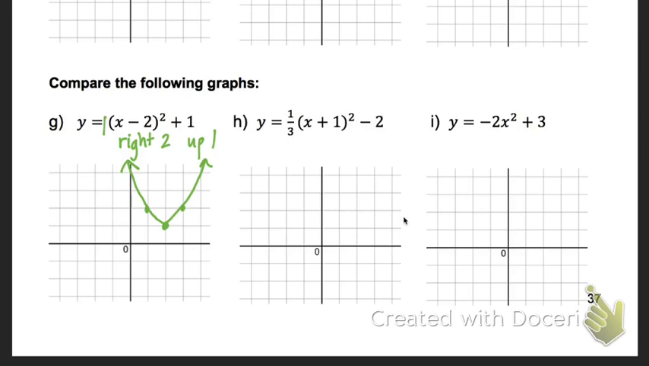All right. So H. It's a good way to say the number in parentheses is the X. And the number on the right of it is the Y. Down 2. What does the 1 in parentheses tell me? Left 1. Left 1. Down 2. Does it face up or down? It faces up, because it's positive. So I go up how many? 1/3.